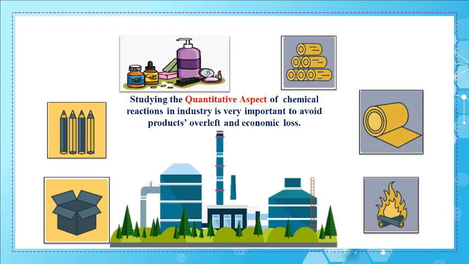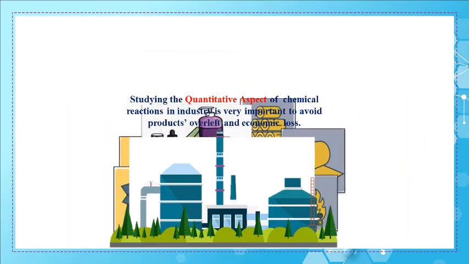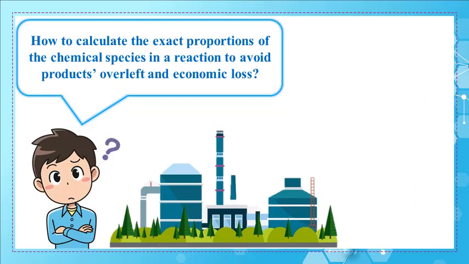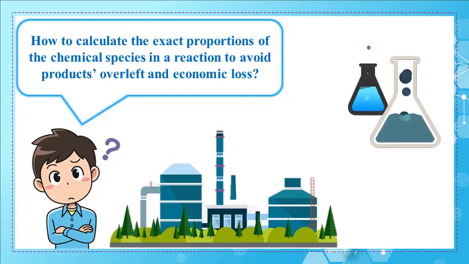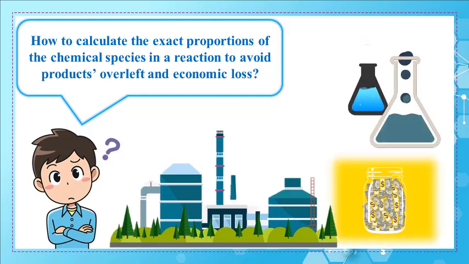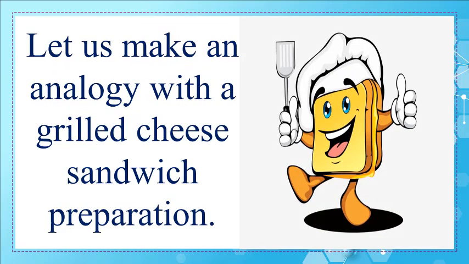Studying the quantitative aspect of chemical reactions in industry is very important to avoid the products overlap and economic loss. But how to calculate the exact proportions of the chemical species in a reaction to avoid products overlap and economic loss? Let us make an analogy with a grilled cheese sandwich preparation.